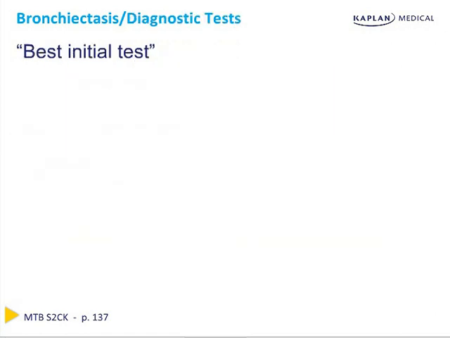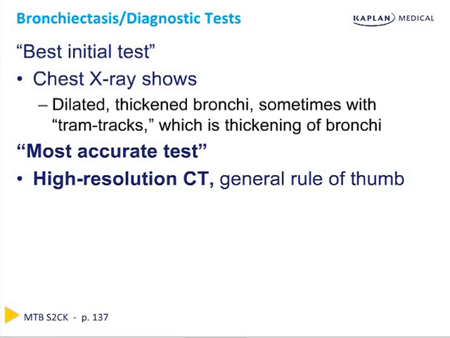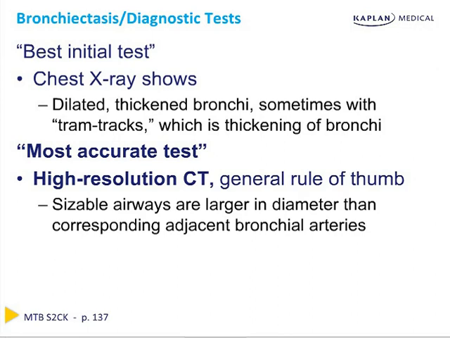As we've seen before, USMLE Step 2 likes to ask you about the best initial test for a given disorder. In the case of bronchiectasis, this would be a chest x-ray, which shows dilated and thickened bronchi, sometimes with a tram track sign, which is indicative of thickening of the bronchi. However, the most accurate test for bronchiectasis would be a high-resolution chest CT. And the general rule of thumb is that sizable airways, those consistent with bronchiectasis, are going to be larger in diameter than their corresponding adjacent bronchial arteries.